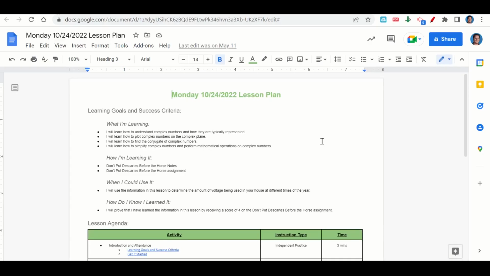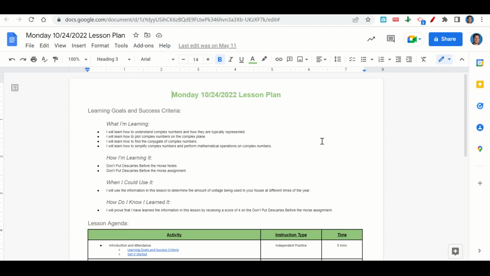Welcome everyone. Let's begin our lesson for today by going over the learning goals and success criteria. First, what are we learning? We're learning how to understand complex numbers and how they are typically represented, how to plot complex numbers on the complex plane, how to find the conjugate of complex numbers, and how to simplify complex numbers and perform mathematical operations on complex numbers.